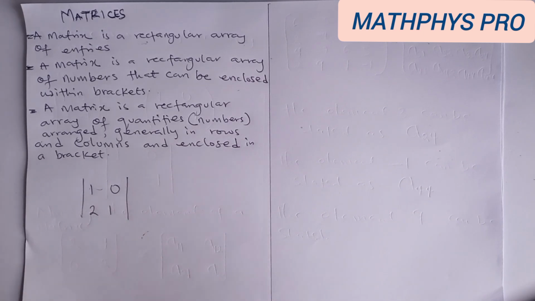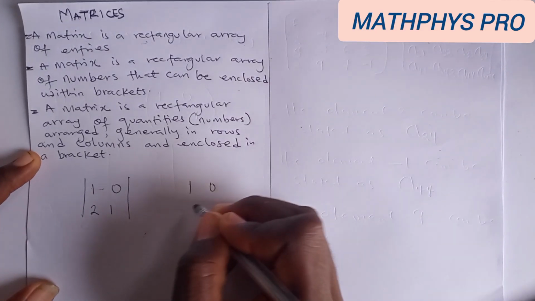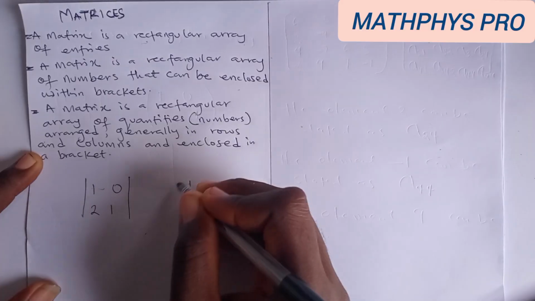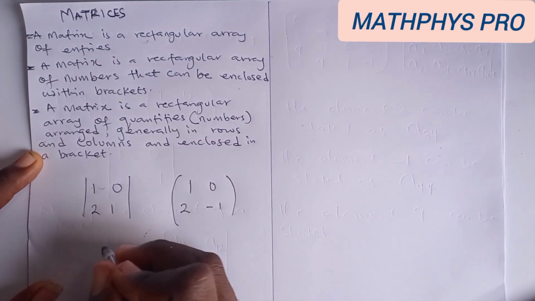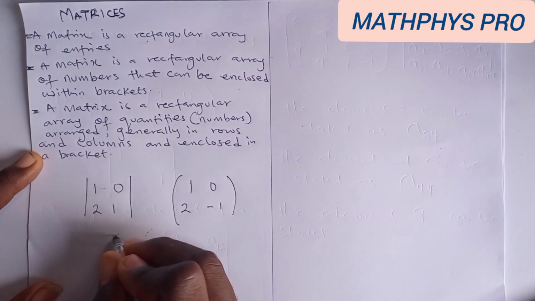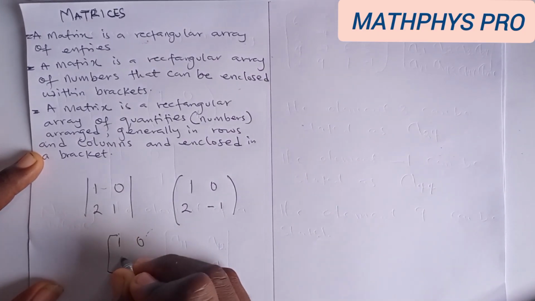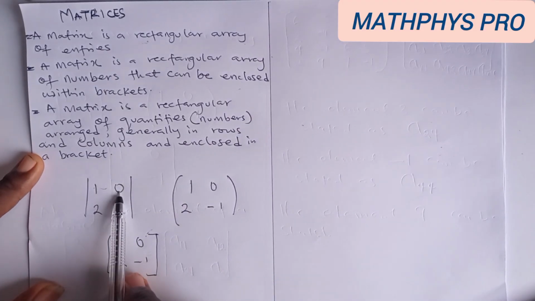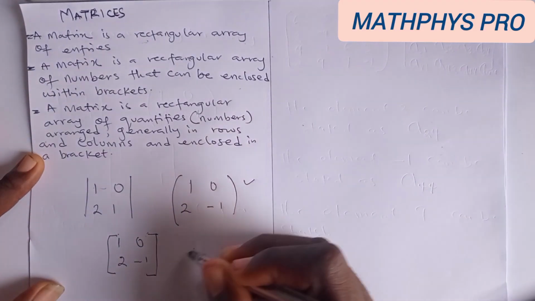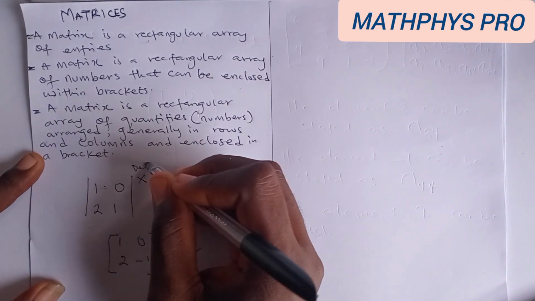So, you either write a matrix like this, or you write the matrix like this. But you don't write a matrix like this. You either write a matrix like this or like this, but not like this. This is a determinant.